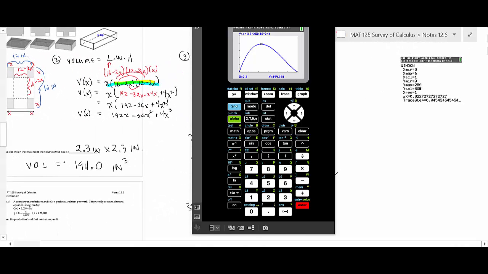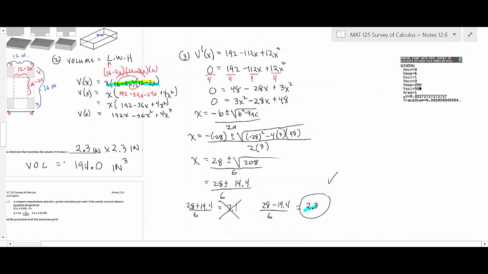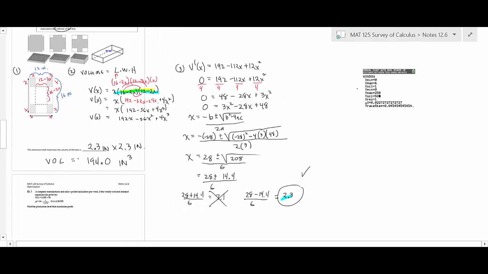So again, you can use your calculator to help you make sense of the function. Problem solved. That's the way to make that box so it holds the most amount of material. That's a practical engineering problem.